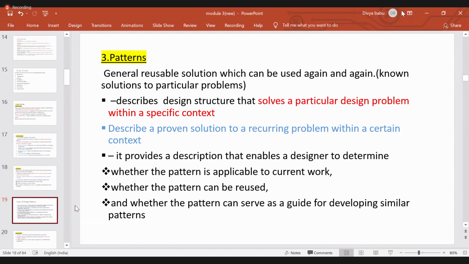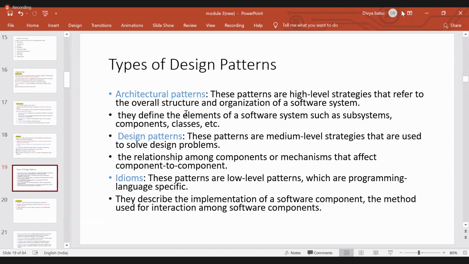So next is types of design patterns. Architectural patterns and design patterns are the idioms.